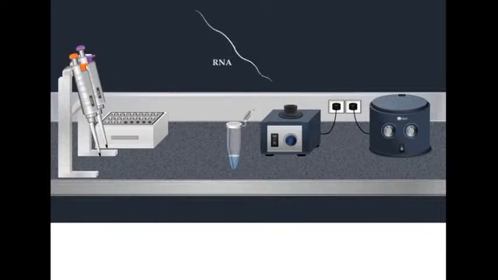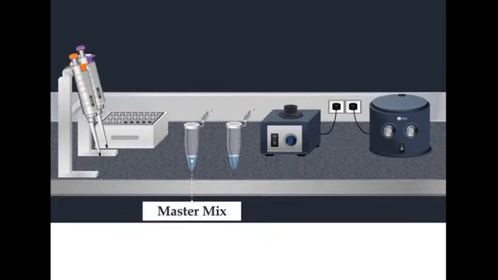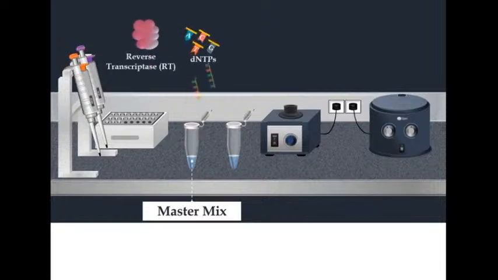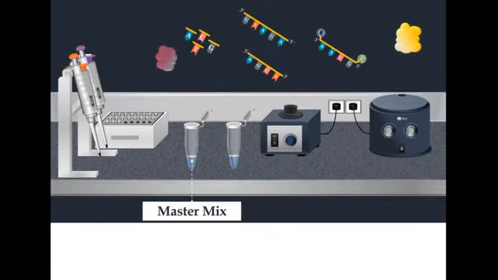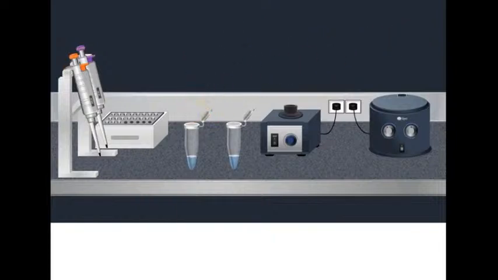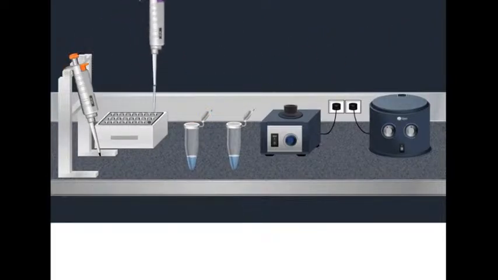After the extraction of the viral RNA, the next step is the preparation of the reaction mixture for PCR amplification. In this step, a master mix is used, which is a premixed concentrated solution that consists of buffer, reverse transcriptase enzyme, nucleotides, forward primer, reverse primer, Taqman probe, and DNA polymerase. Finally, to complete this reaction mixture, the RNA template is added.